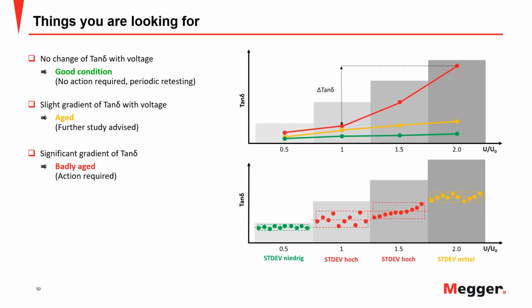You're not measuring just the mean tan delta, you also measure the so-called tip up, which is the delta tan delta, and you base this on the value at 1.5 minus the value at 0.5 times operating voltage. You also measure the so-called standard deviation or stability. There's also evaluation criteria for that. So if you have very unstable results, this is also an indication of problems in the main insulation.